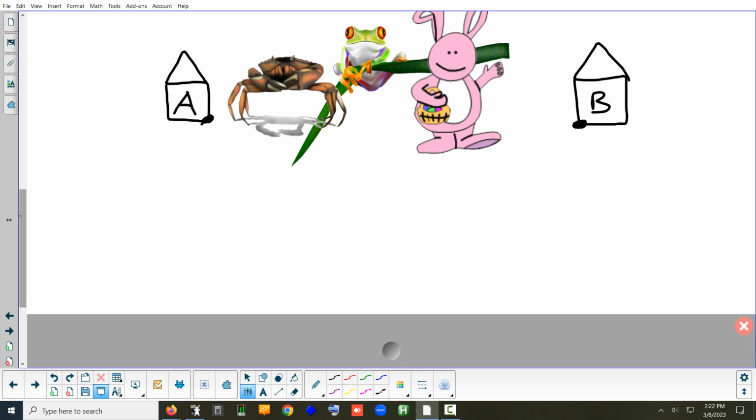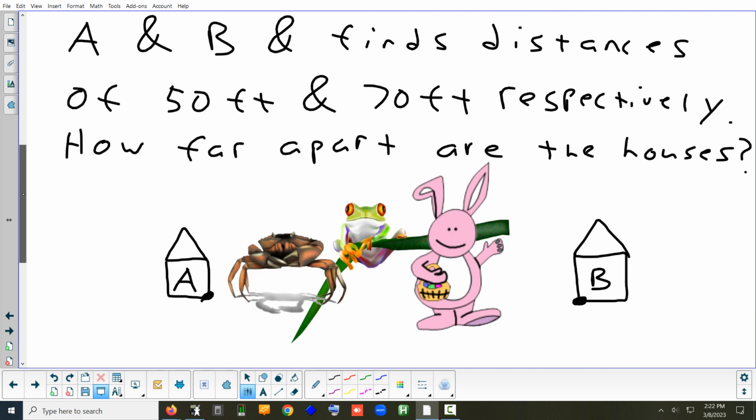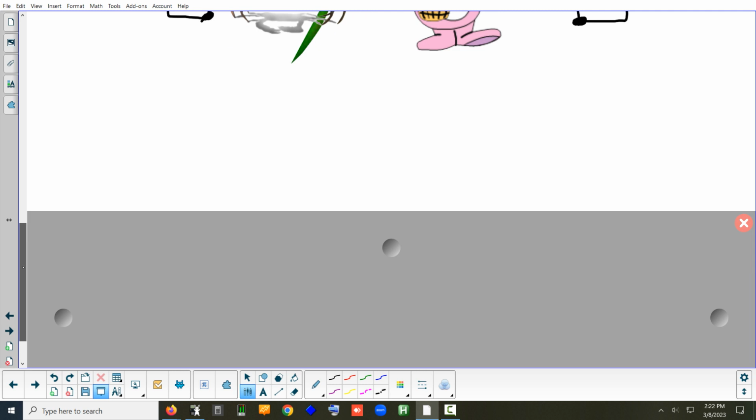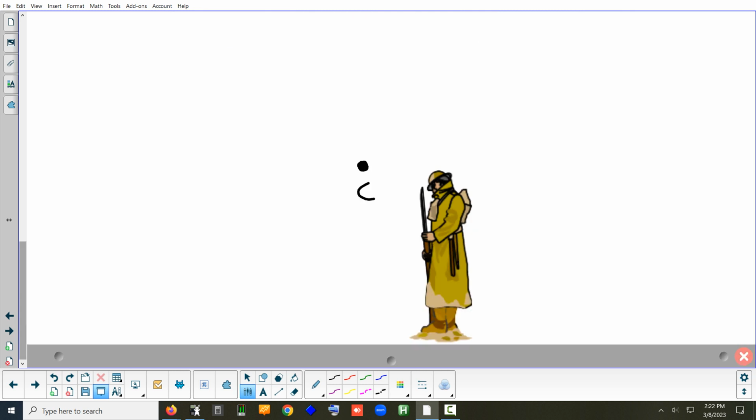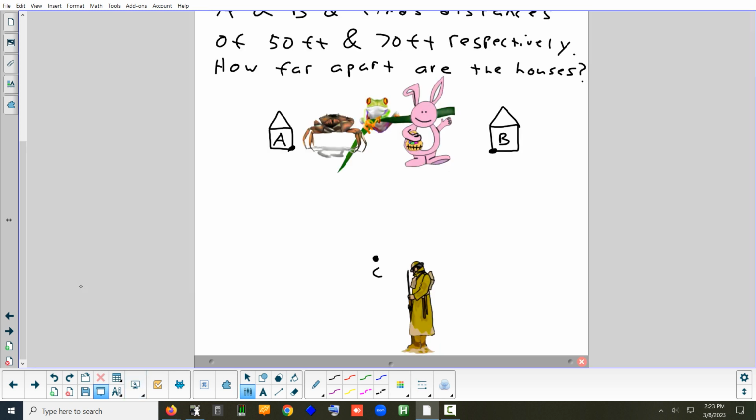And I didn't have a picture of a surveyor. I couldn't find them in the library for this program, but I could find a soldier from World War II. Okay, so we got our soldier. So pretend like he's a surveyor. So we're going to know that distance. We know that distance, and we want that distance.